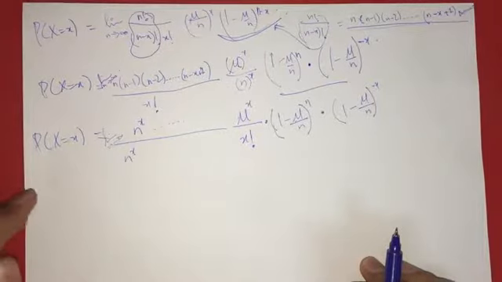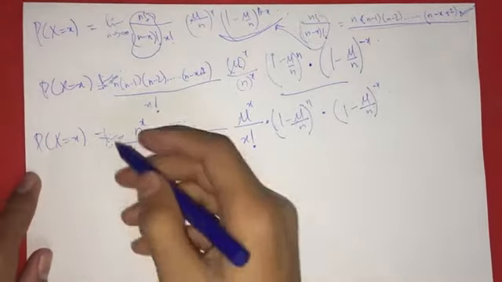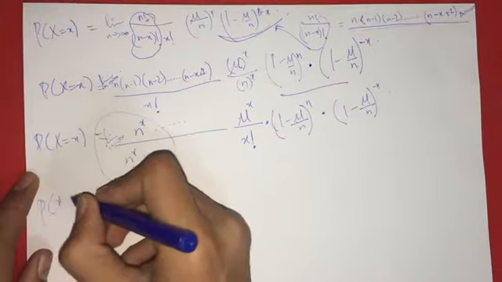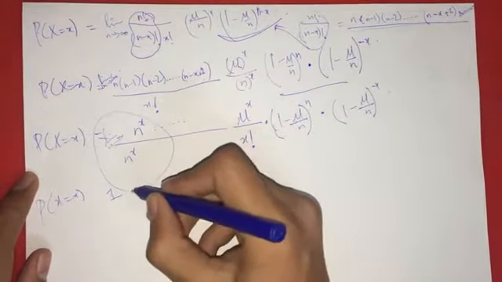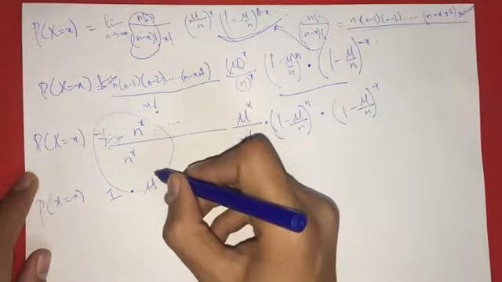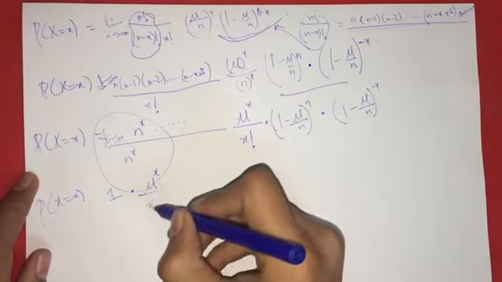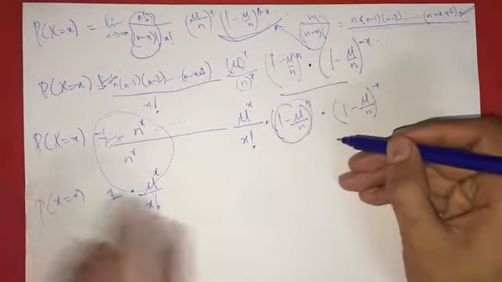So if I calculate the limit, this is going to be 1. So you have x equal little x, this is going to be 1 into mu power x. You have mu power x divided by x factorial, and here this, okay, this is very important.